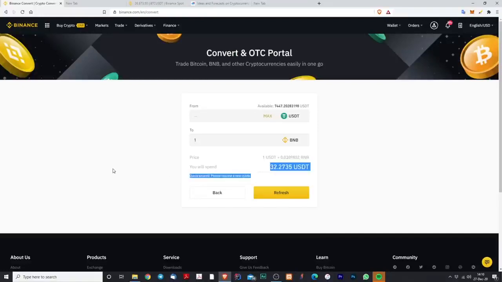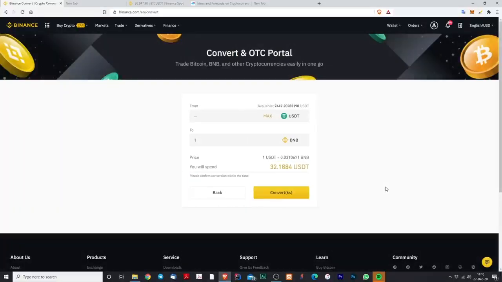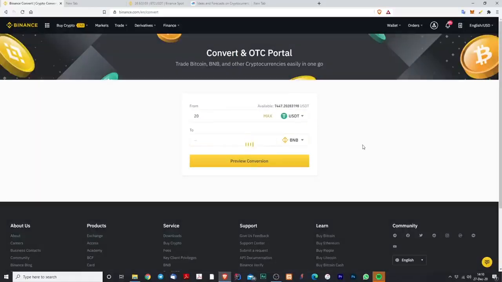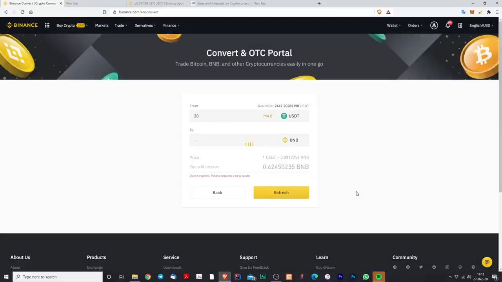This is because the market is volatile, things are always moving, so you always have to refresh, and you might see a different price now. Okay, now we have a different price. I can click convert, and it will simply convert. Or alternatively, I can go back and type that I only want to convert $20 of my money into BNB, then say preview conversion, and it's showing me that your $20 will give you 0.6 BNB, and if I want, I can simply, oh, it's expired again. So you need to be fast with this one.